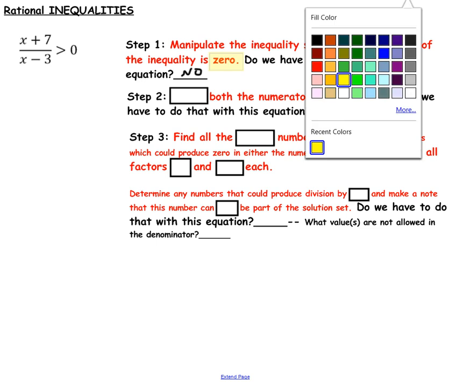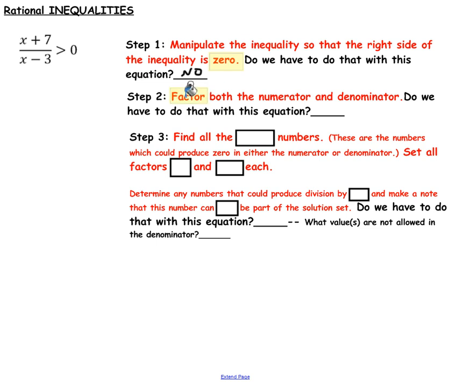Right? So, step 2. I want to factor both the numerator and the denominator. Well, lucky for me, my numerator and denominator are already factored. There's nothing I can do with this. So the answer to this question is none.